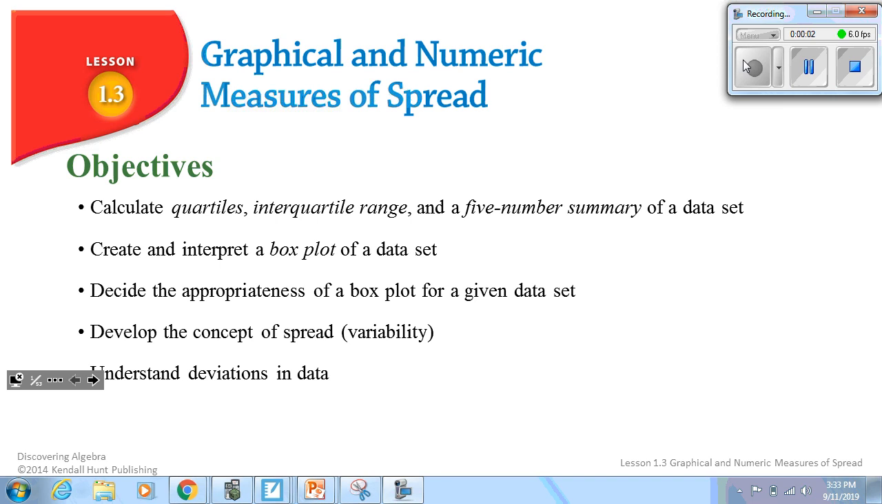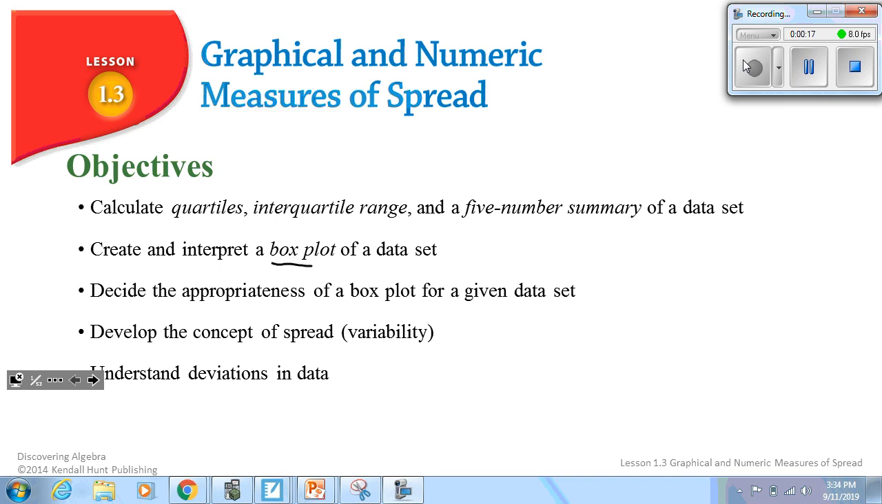Next lesson for chapter 1, 1.3, we have, and please label that in your notes, 1.3. We have graphical and numeric measures of spread. So these are some of the things we're going to look at. Calculate quartiles, interquartile range, and a 5-number summary.